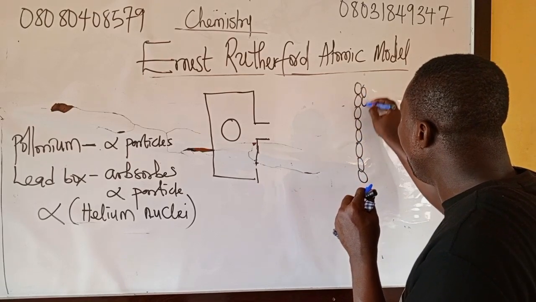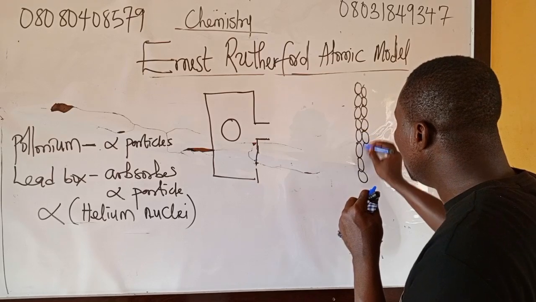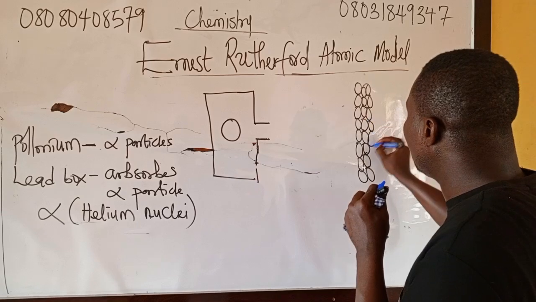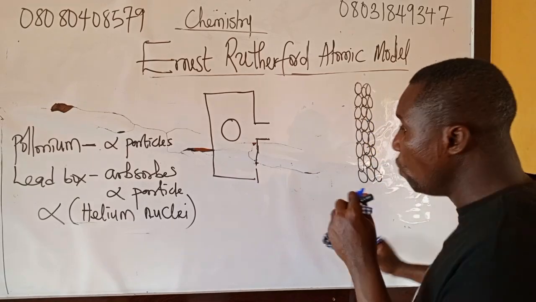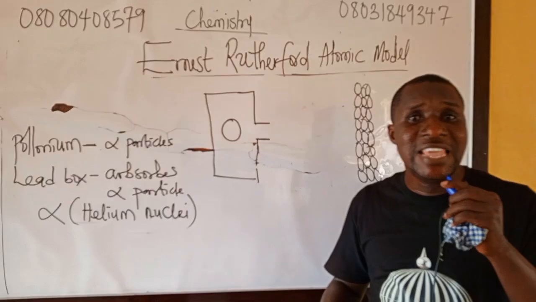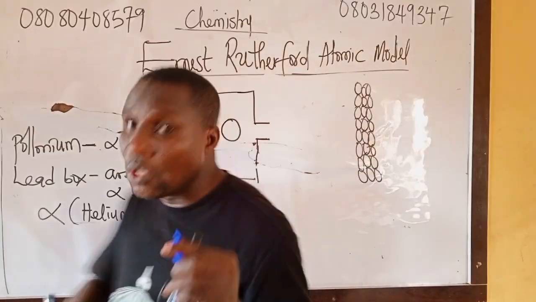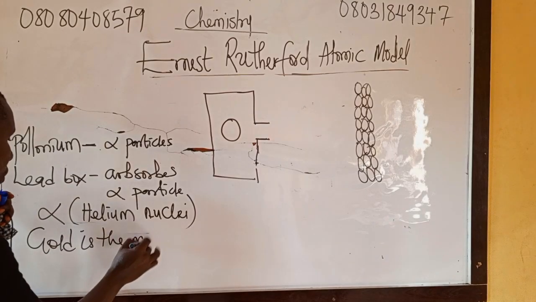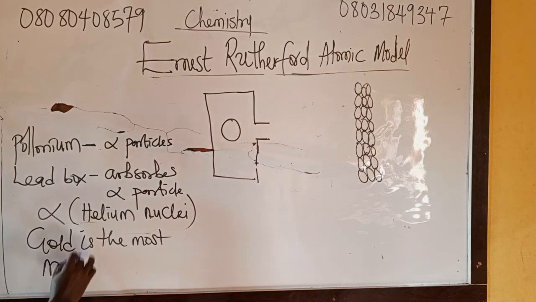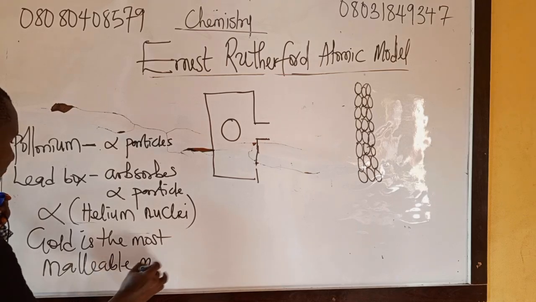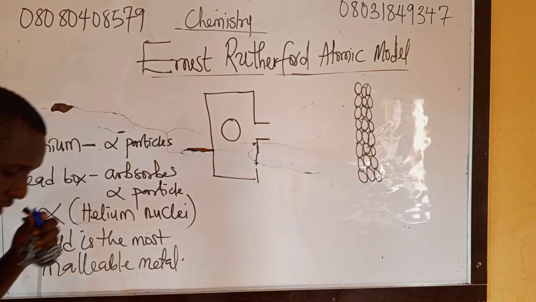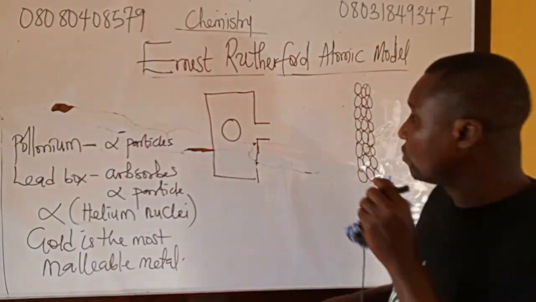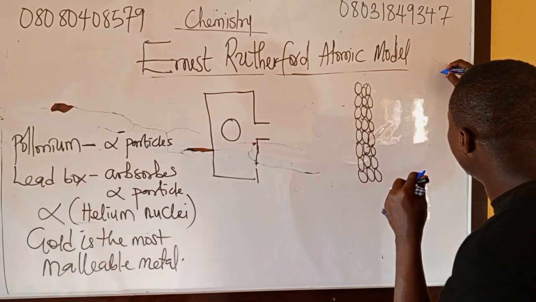Why did Ernest Rutherford use gold? Because gold is the most malleable metal. Take note of that. The most malleable metal is gold. The alpha particle can easily pass through it. Take note of that. Then we have the screen.